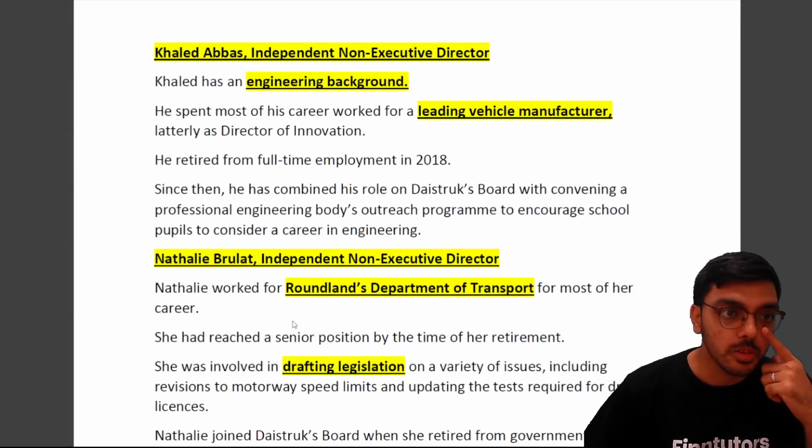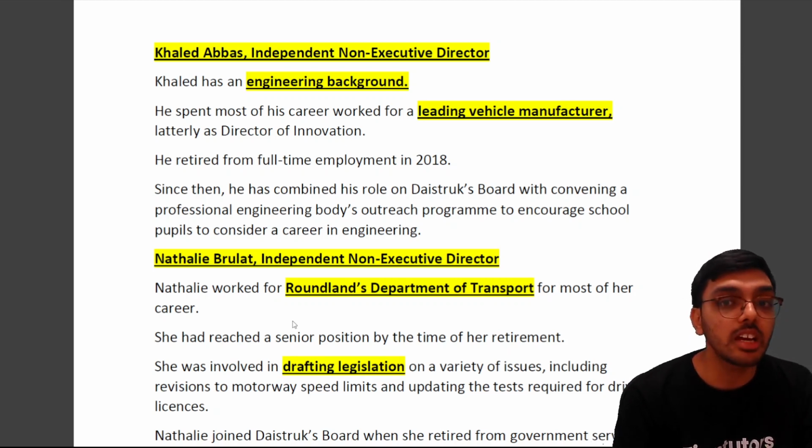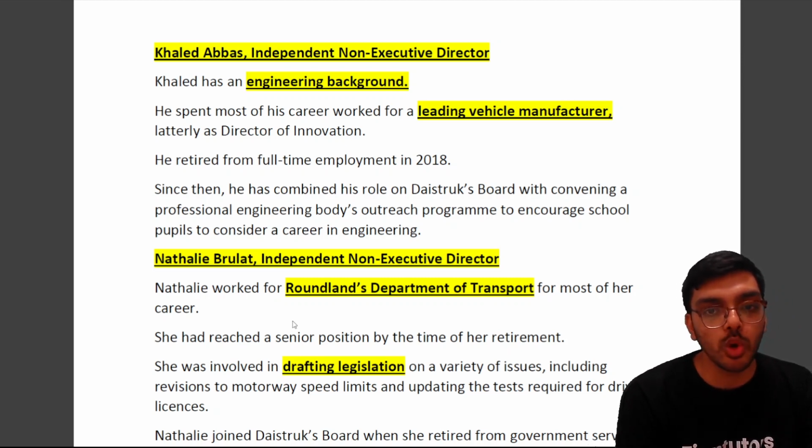Next, we have Khalid Abbas, independent non-executive director. Khalid has an engineering background. He spent most of his career working for a leading vehicle manufacturer. He retired in 2018. Since then, he has combined his role on Daistruk's board with convening a professional engineering body's outreach program at a school.